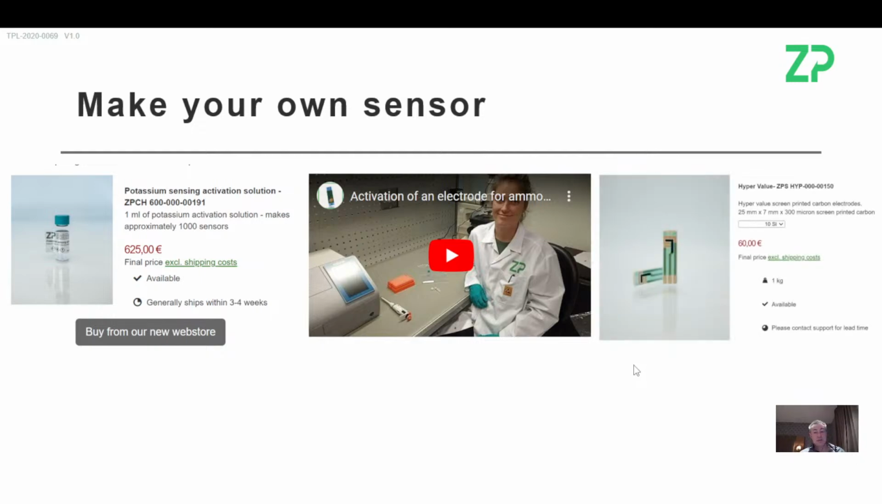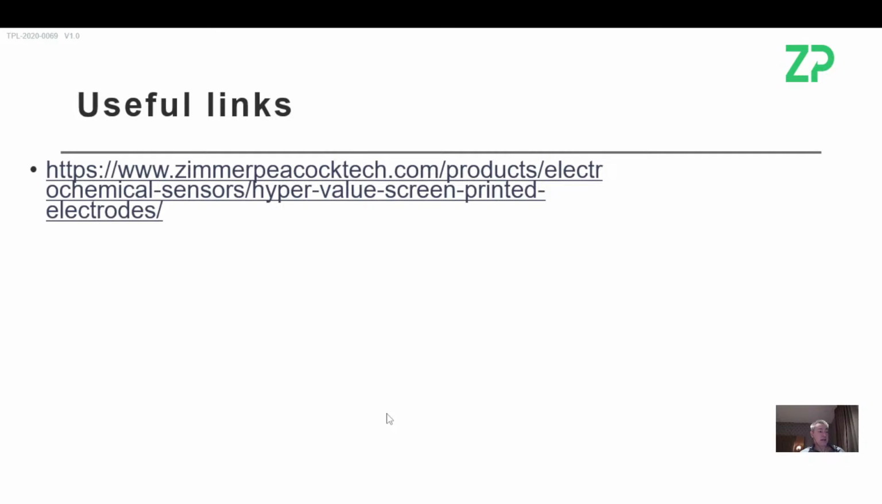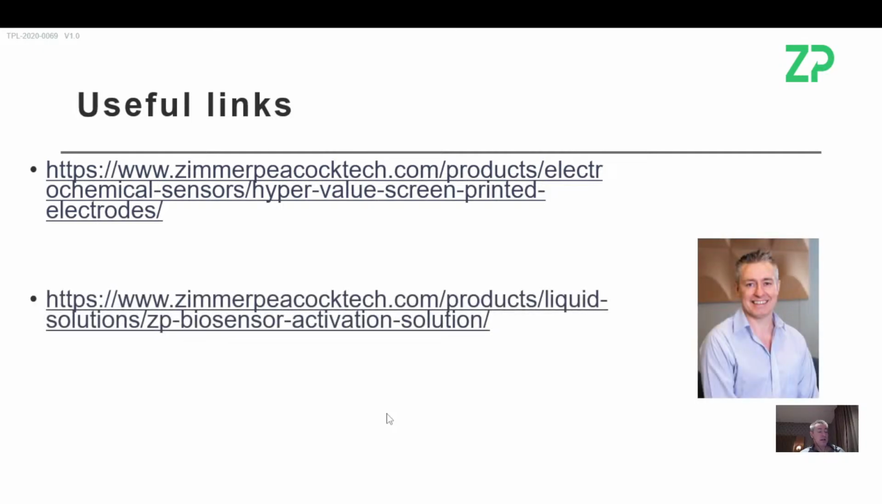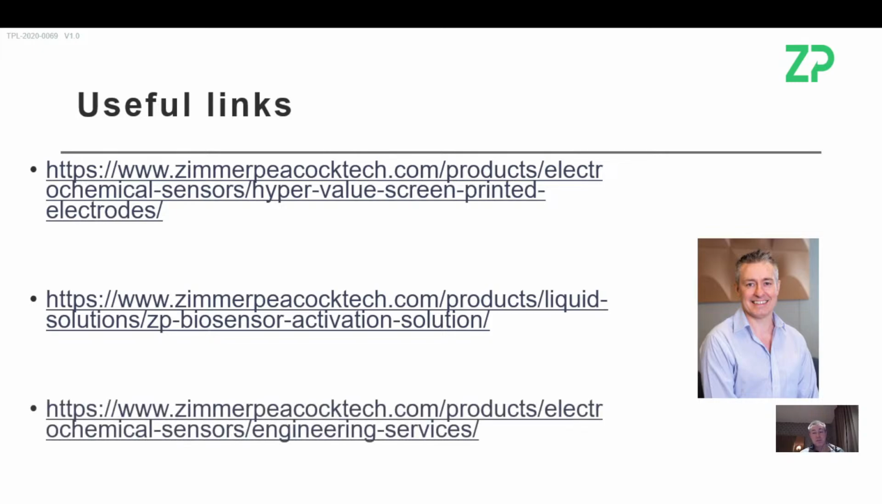You can also use our hypervalue electrodes. So you can buy a sheet of hypervalue electrodes for $145, which gives you, I think, approximately 300. So it's not that high a cost to produce your own. The only thing I want to say there is here's some links. If you do produce your own, you have to support yourself unless you're purchasing engineering services from Zimmer and Peacock.